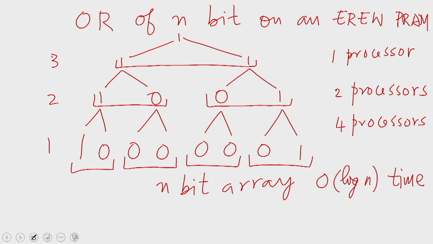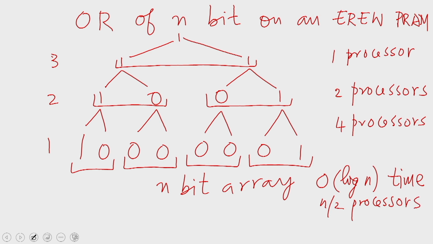And how many processors would I need to use? In the first step, I would need n by 2 processors. In the second step, I would require n by 4 processors, and so on. So, it would seem that I would require n by 2 processors to achieve a running time of order log n.